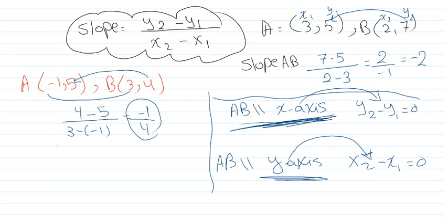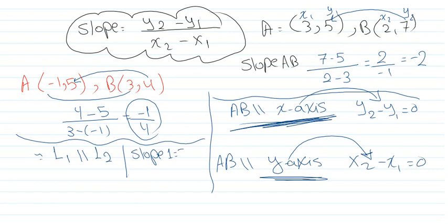If I have two parallel straight lines, then the slopes will be equal. L1 parallel to L2, then slope 1 equals slope 2. And if I need to prove A, B and C are collinear, the slope of AB equals the slope of BC, so A, B and C are collinear.